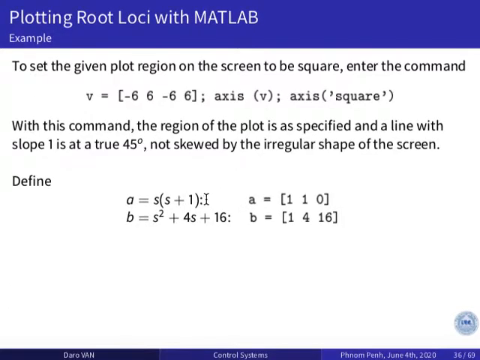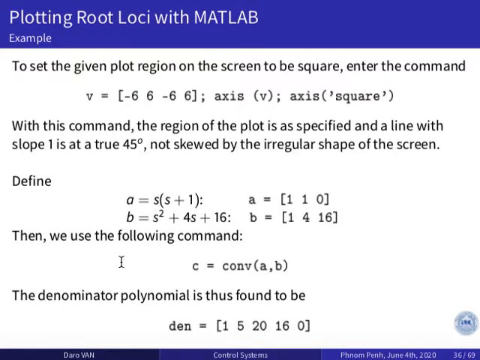So you can just define a like this. This is what you need to put to work: multiply this by this and this by this. You have 1, 1, 0, and this is 1. The coefficients of this one are 4 and 16. You can multiply these together using this built-in function. Then you will end up with the denominator given like this.